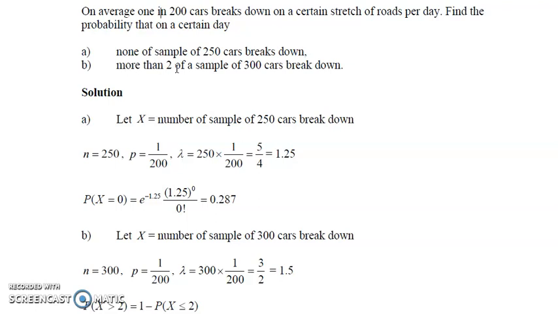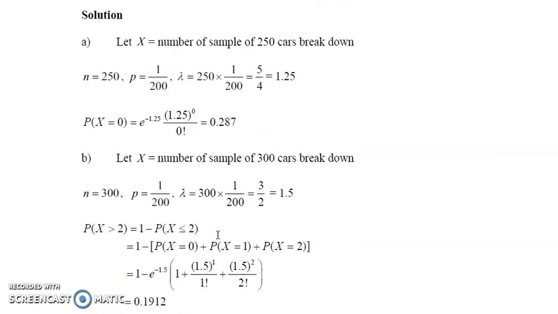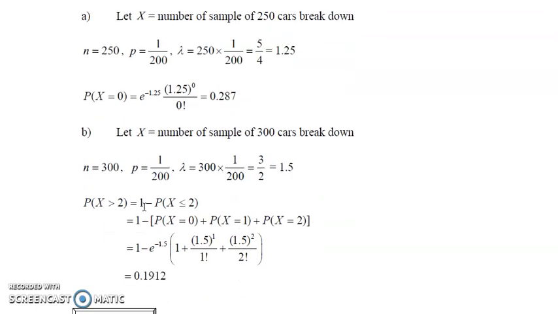For question A, more than 2, we'll be having just a little bit different. As for question B, more than 2, yes, of course, but it is given a new sample, a sample of 300 car breakdowns. So you need to start from the new one again, which is N is equal to 300, the P will be equal to 1 over 200. Careful, because the probability is still having the same probability. So the lambda will be 1.5. So we just want X more than 2 here, so 1 minus probability of X less than or equal to 2. So we'll be having this answer.